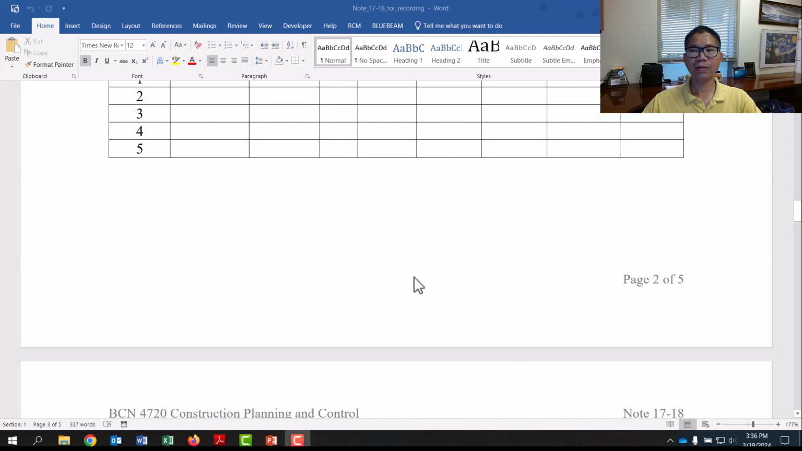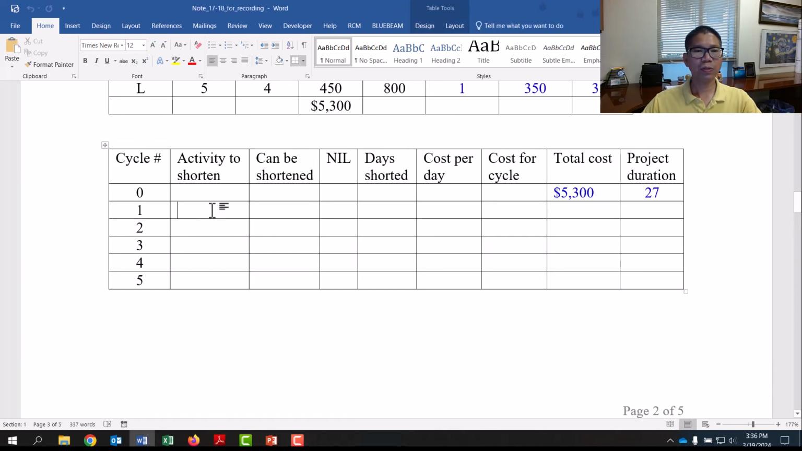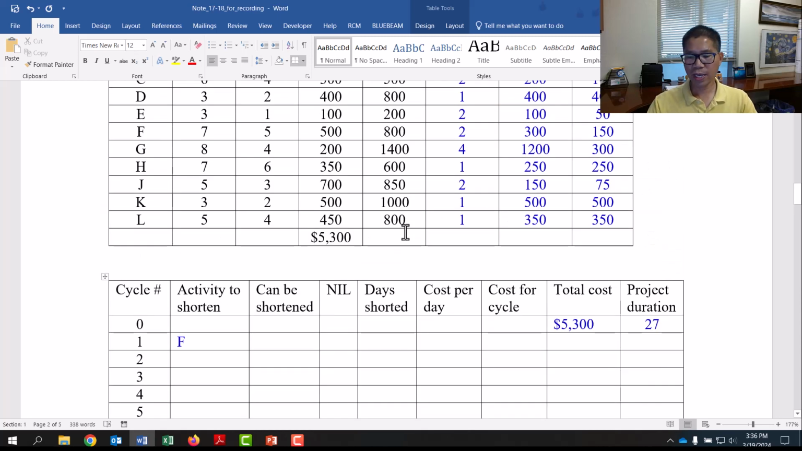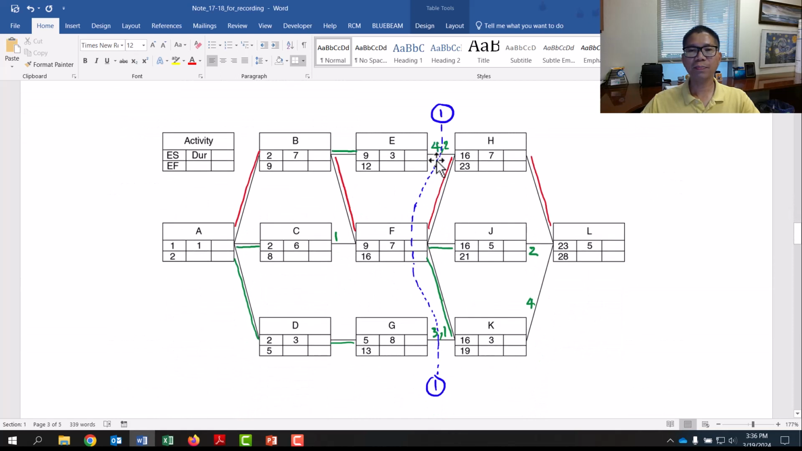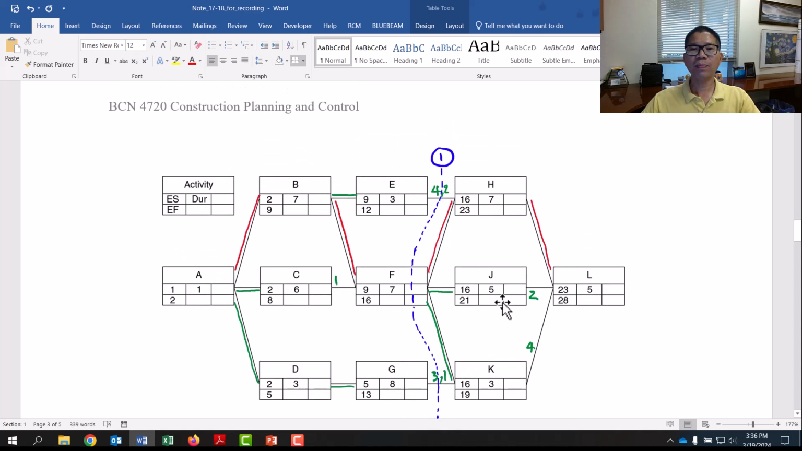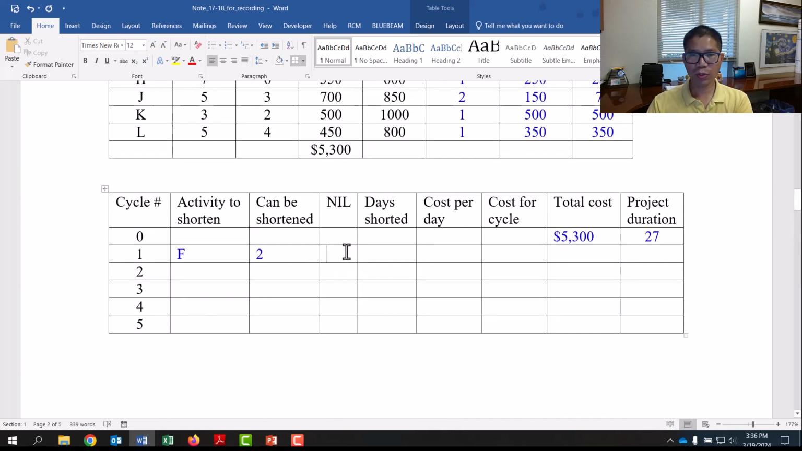So you have that, and then you can put in the first cycle. Because it's cheap, F can be shortened. It gives you 2 days. What is the network interaction limit? The NIL is basically the minimum of the positive links that the vertical line goes through. This vertical line, cycle number 1, goes through EH 4, GK 3. So the minimum between 4 and 3 is 3.